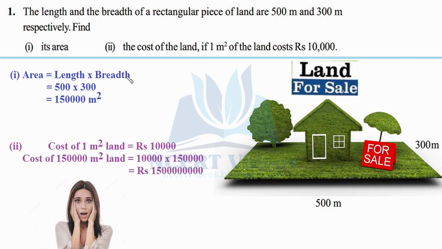In this way, you try to find the cost of the land when you know the area. So first of all, you got to find the area and then multiply that area with the cost of 1 unit square. In this case, it was meter square. Therefore, we have to know the cost of 1 meter square. So that is your first question.